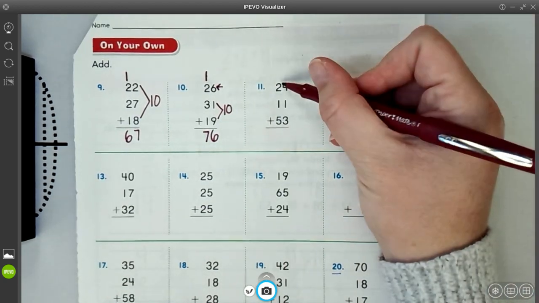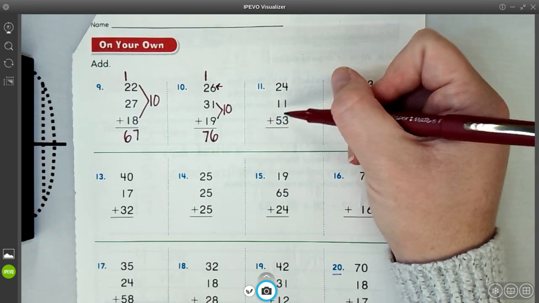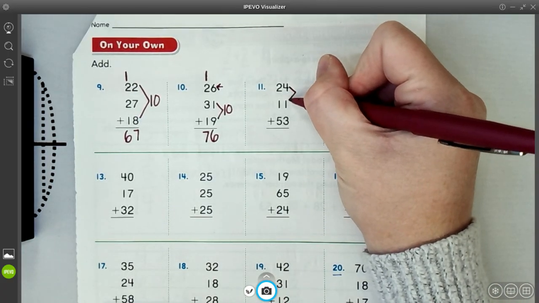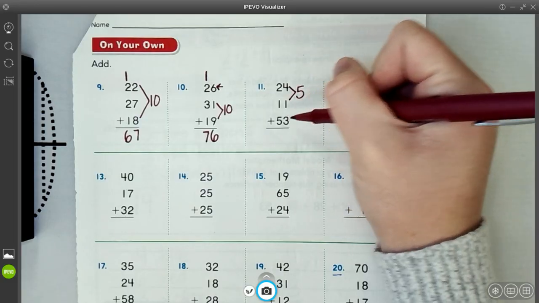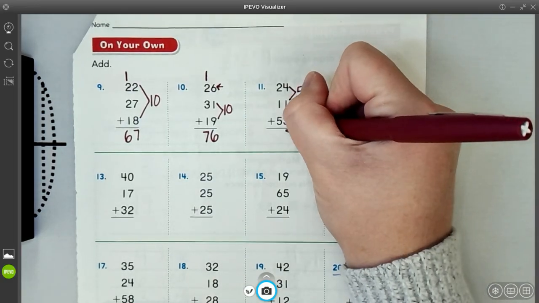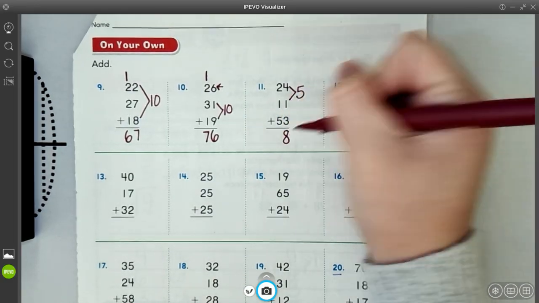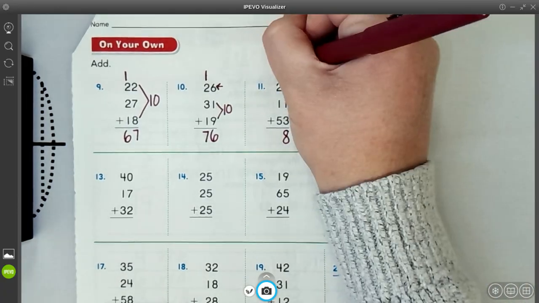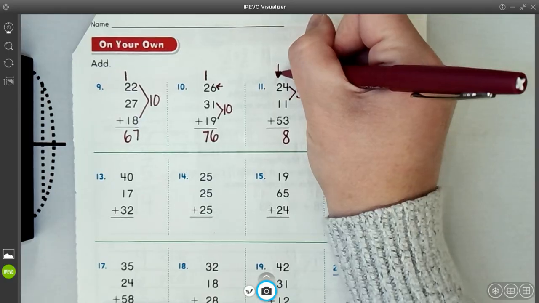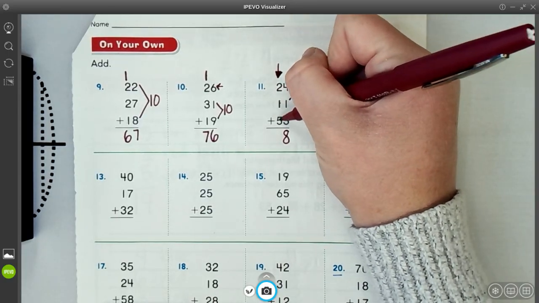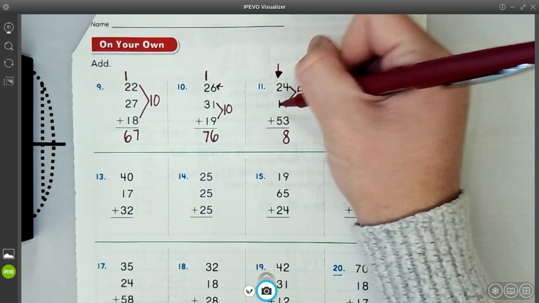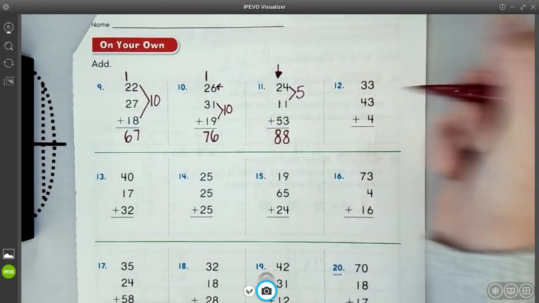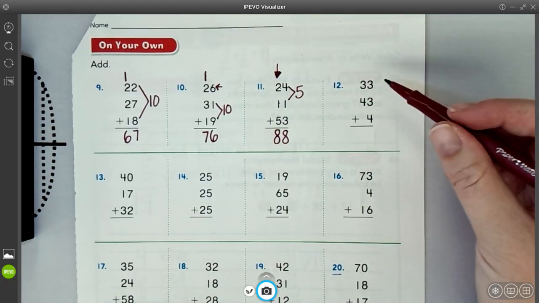Number 11, 24 plus 11 plus 53. So I'll start at the top. 4 plus 1 equals 5, plus 3 equals 8. There isn't anything to regroup because that's smaller than 10. Now I just get to add my tens digits. So 2 plus 1 plus 5. Well, 2 plus 1 equals 3, plus 5 equals 8. So our answer is 88.